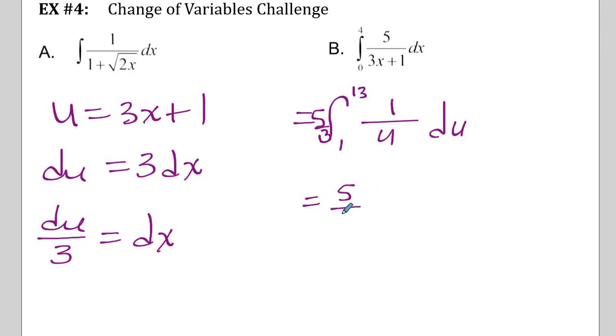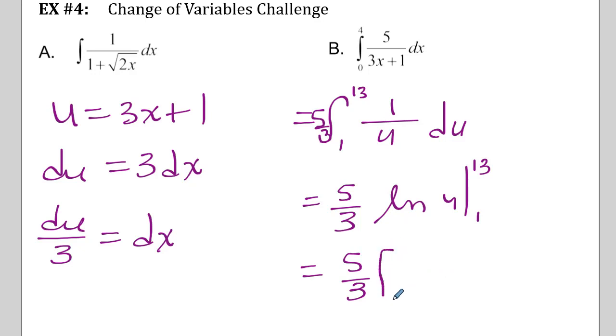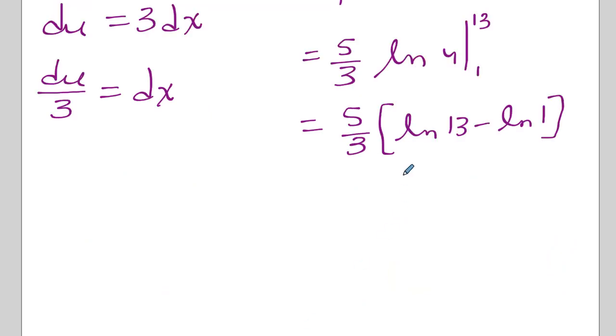So we got 5/3 times the natural log of u, where we're going to evaluate that from 1 to 13. So that's 5/3 times the natural log of 13 minus the natural log of 1. Natural log of 1 is 0, so we get 5/3 times the natural log of 13.